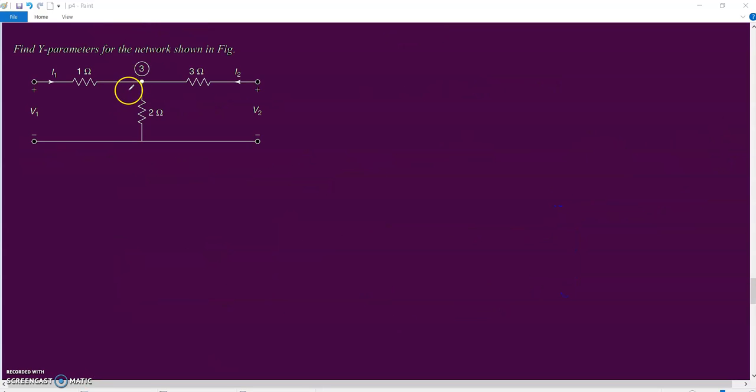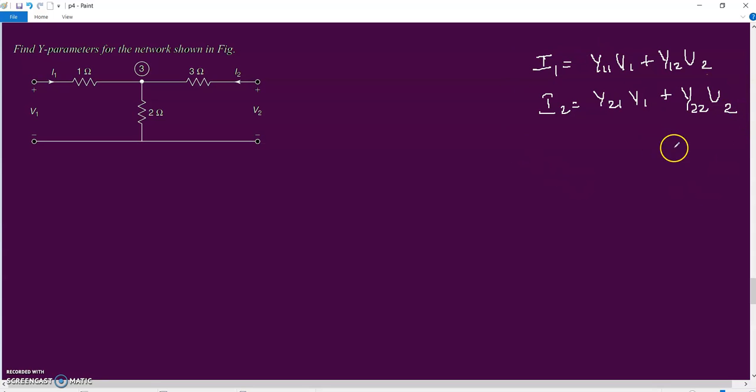Here we have another question. Find the Y-parameters for the network shown in the figure. So here we have a similar network to the one we did for Z-parameters. We will see how we can find the Y-parameters. Here we have to form two equations in the form I1 equal to Y11 V1 plus Y12 V2, and I2 equal to Y21 V1 plus Y22 V2.